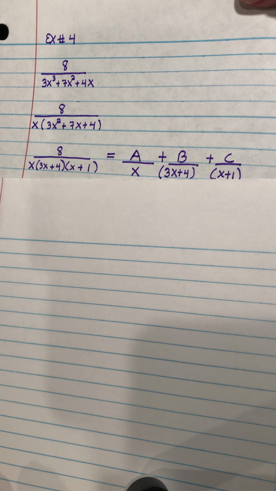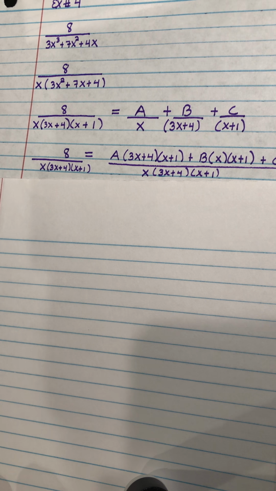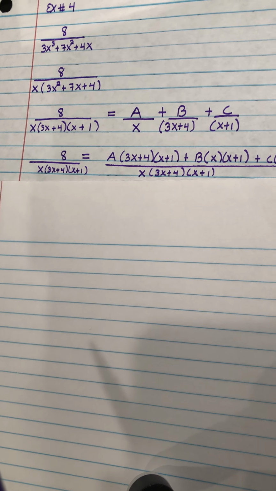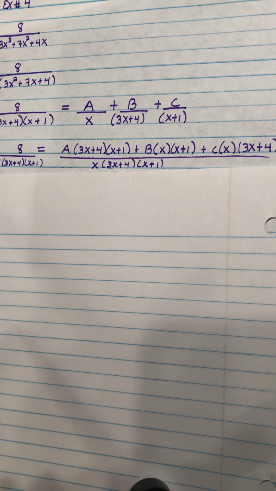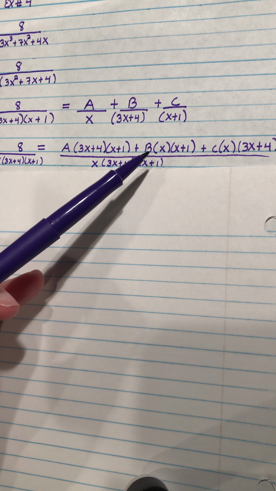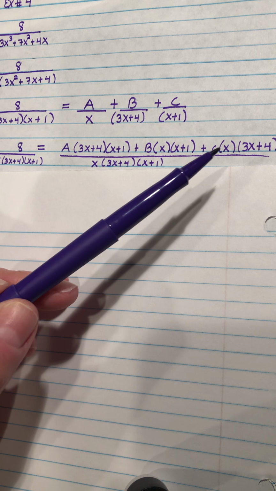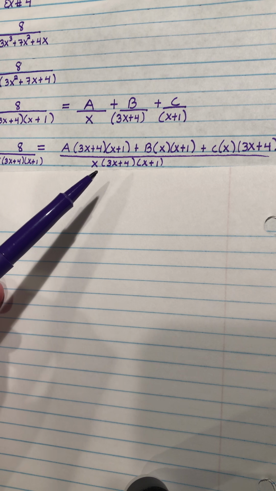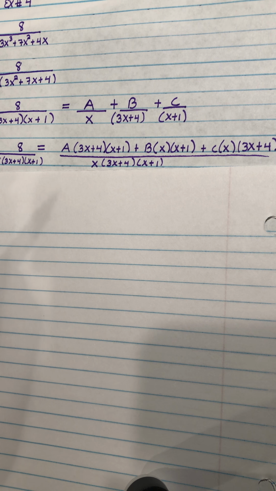At this point, I'm going to add the fractions on the right together. I'm going to do that by getting a common denominator. So that gives me A times the quantity 3x plus 4 times x plus 1 plus B times the quantity x times x plus 1 plus C times the quantity x times 3x plus 4, all over the same denominator. At this point, we have 2 fractions equal. We can set their numerators equal because the denominators are equal.